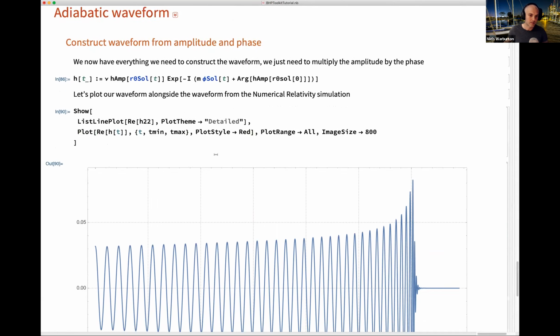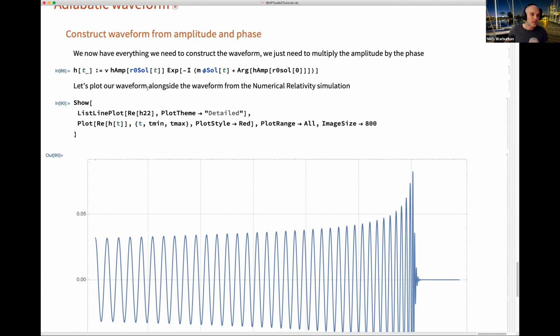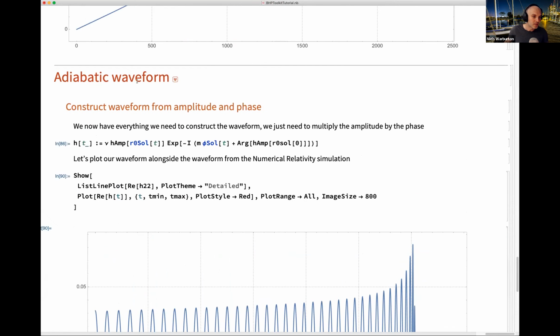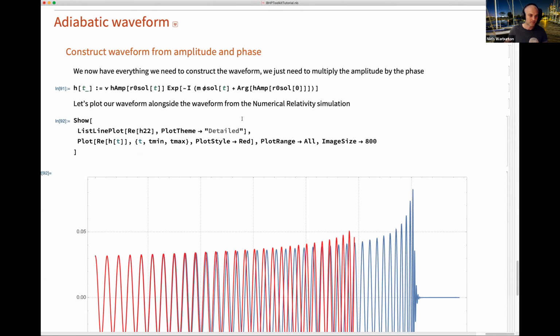T min to T max. That has not plotted anything. That's because these functions have small s's, not capitals. There we go.